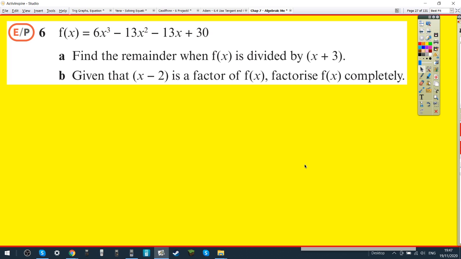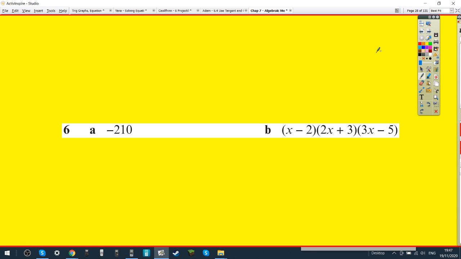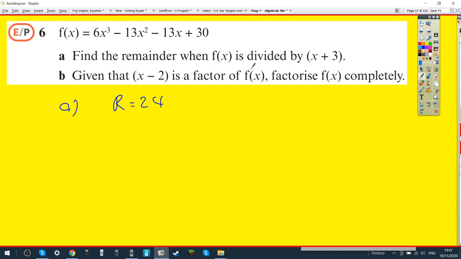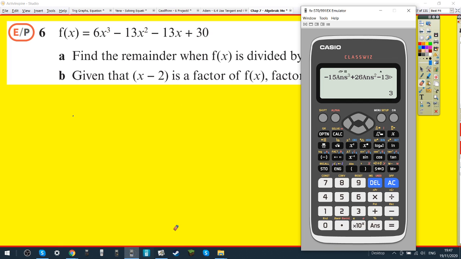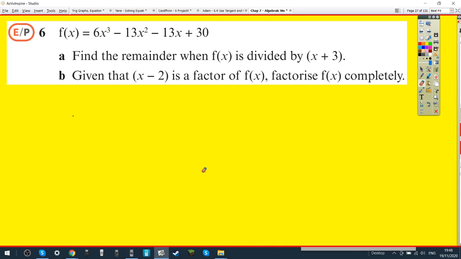I got 24. No, no, no. Remainder equals 24. Nope. What was x equal to? What did you sub in for x? Minus 3. Yep, should have worked. Maybe I just didn't use brackets. So use brackets, and you can always use the answer button.